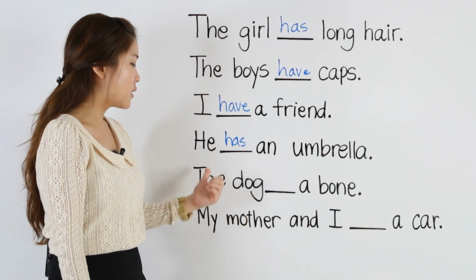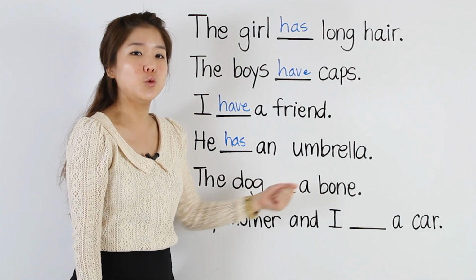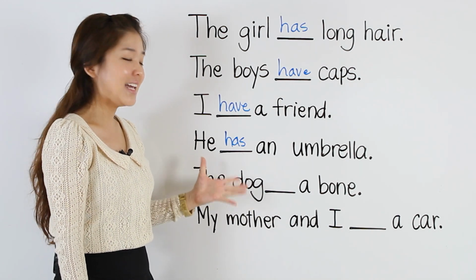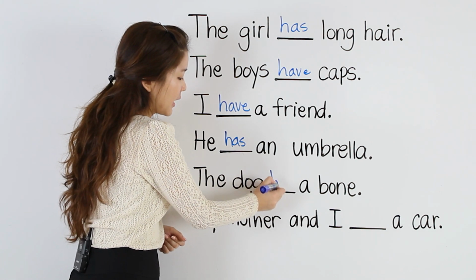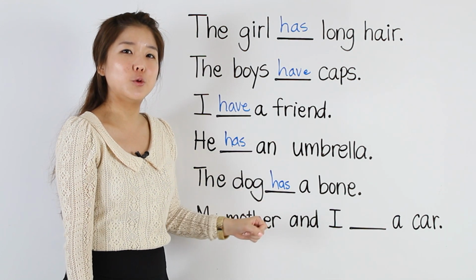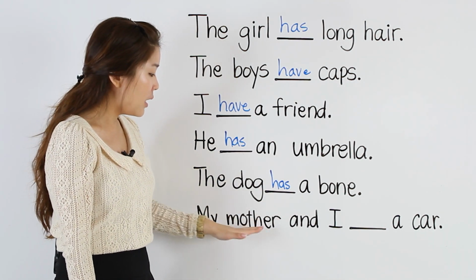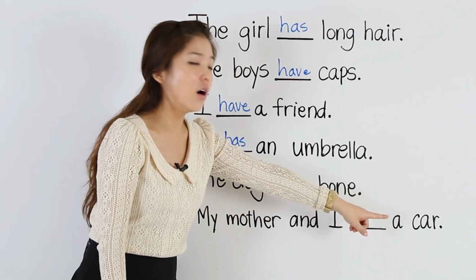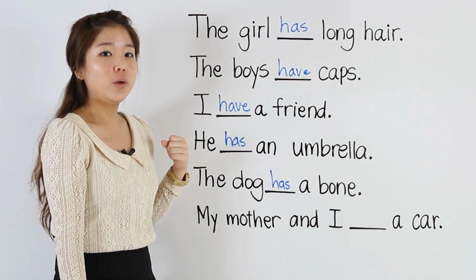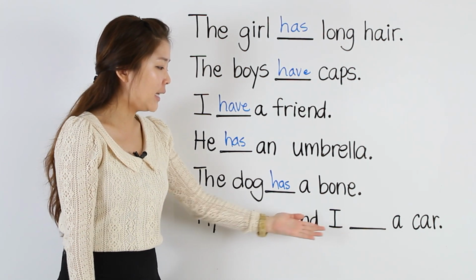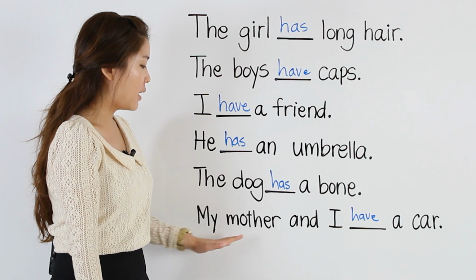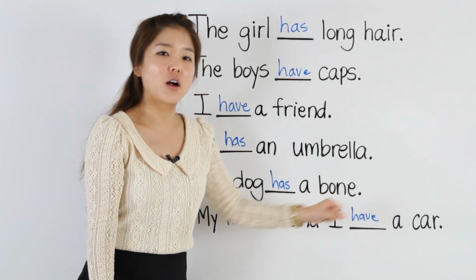Okay, the next one says the dog, blank, a bone. The dog. What do we use for animals? It. It has a bone, or the dog has a bone. And last, my mother and I, blank, a car. Okay, this one's tricky. My mother and I. We have to say we. We have a car. My mother and I have a car.